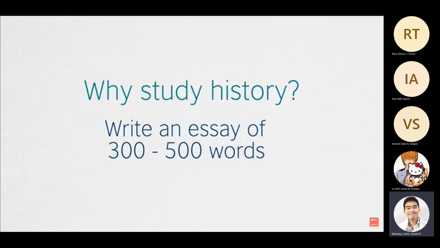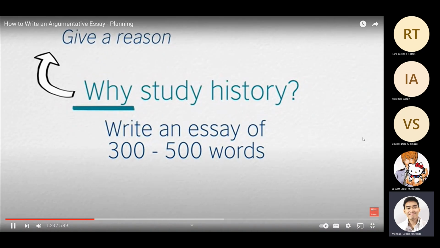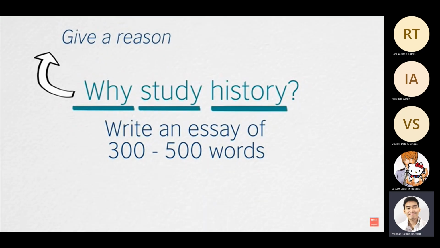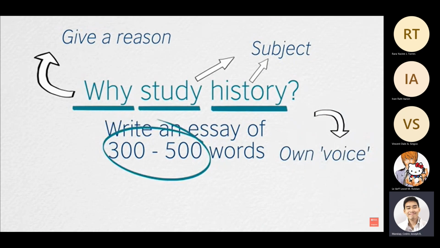The main clues we can get from the text are: why indicates that you need to give a reason. This is your purpose. The keywords study and history tell us a subject we are writing about. Why, study and history should be underlined. This is asking your opinion, so it requires your voice. Write an essay of 300 to 500 words. This shows how many words you need to write. Remember, the examiner doesn't want to read too much or too little.